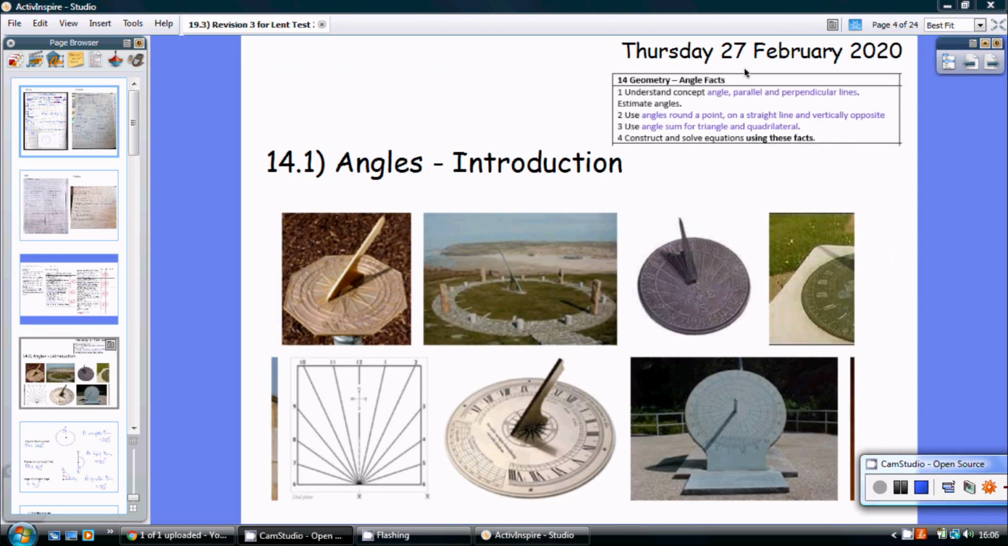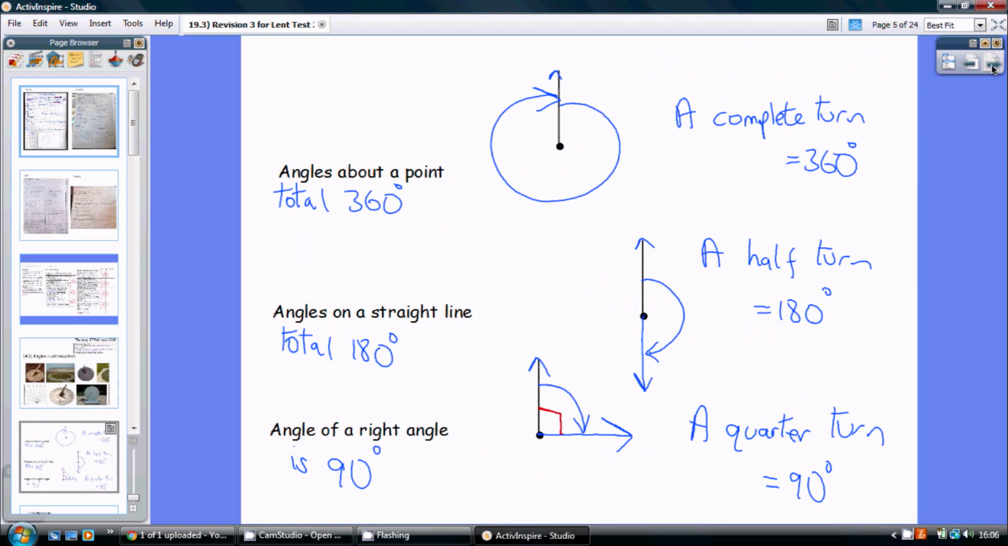So, it wasn't that long ago, back at the end of February, we did our introduction to angles. Just to remind you, starting from a line straight up, angles about a point, a complete 360 degree turn, that is what we mean when we say angles about a point total 360. So a whole turn is 360. A half turn, which forms a straight line, is 180 degrees. So angles in a straight line add up to 180, and then a quarter turn creates a right angle, and that's 90 degrees.